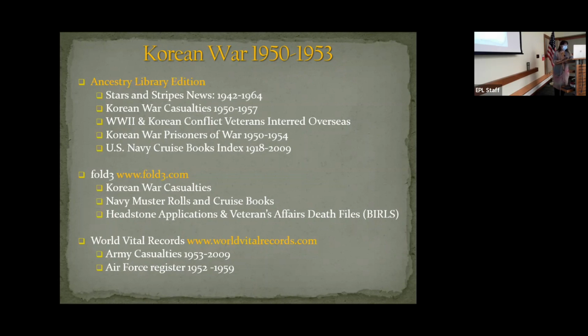Fold3 has some collections available as well. Again, those Army casualties, that does not mean deaths. Army casualty just means anybody who might have been injured or who had become ill. So they're still important to check.